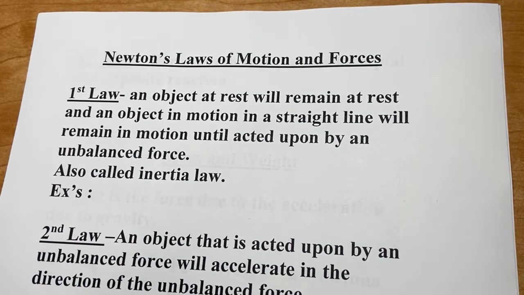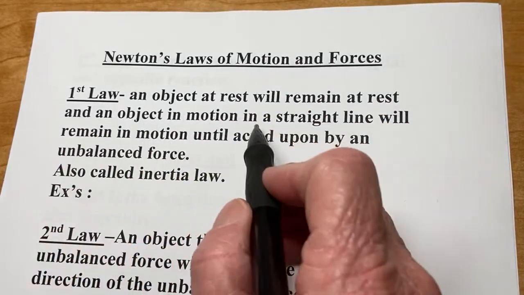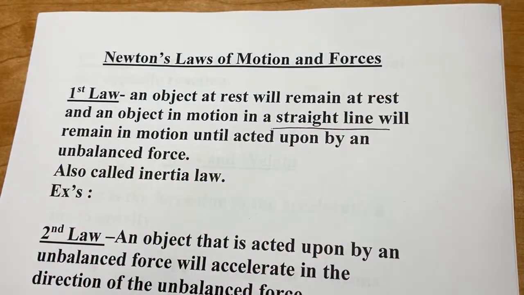in motion. That's typically how you have it, but look here: an object at rest will remain at rest, and an object in motion in a straight line. It's a really important part of this. Will stay in motion unless acted on by some kind of unbalanced force.